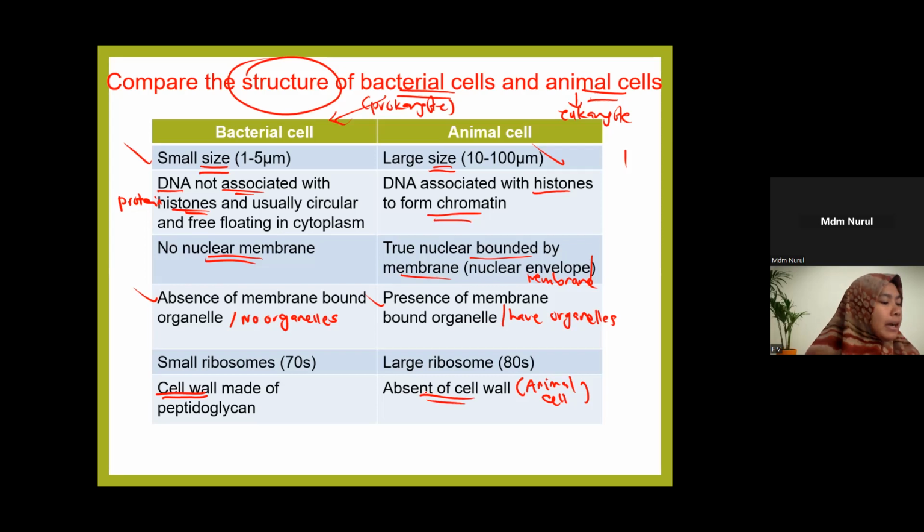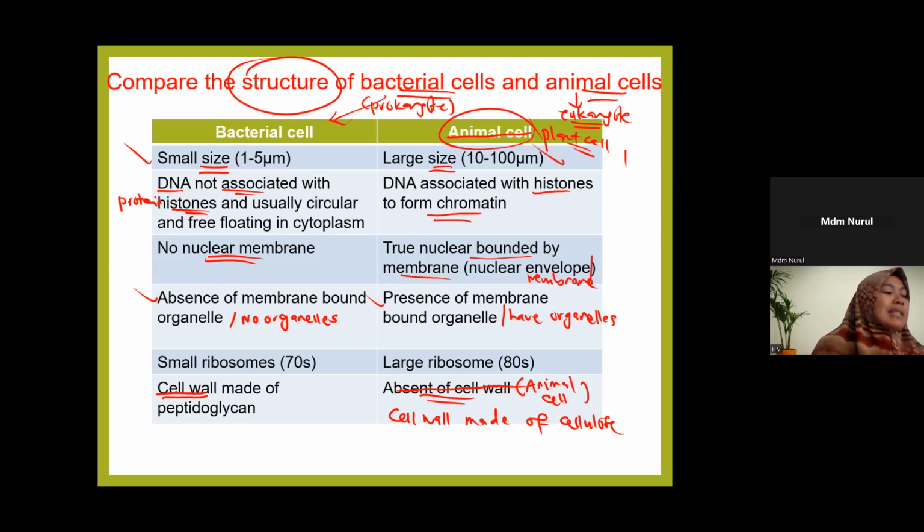Faham tak kenapa eukaryote animal cells ini absent of cell wall? Sebab soalan dia minta pasal animal cell. Cuba kalau madam tukar, ini jadi plant cell. What would be your answer over here? Very good. So kalau atas ni cell wall, maka jawapan bawah ni akan bertukar kepada cell wall made of cellulose. Faham ke tak? So it depends on what type of eukaryote given to you.